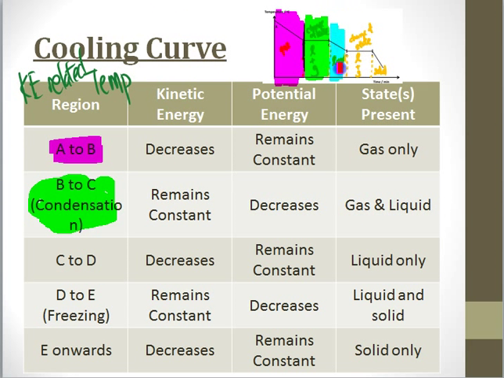The next one we talk about is region C to D. Kinetic energy here now is decreasing because you can see the temperature is decreasing. The potential energy remains constant, and that's liquid state only.